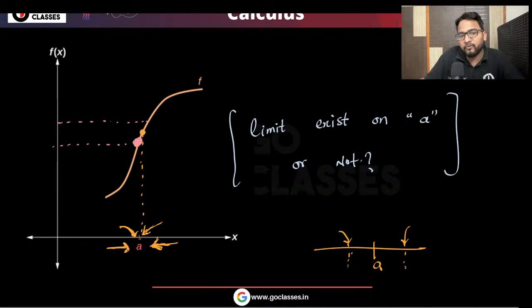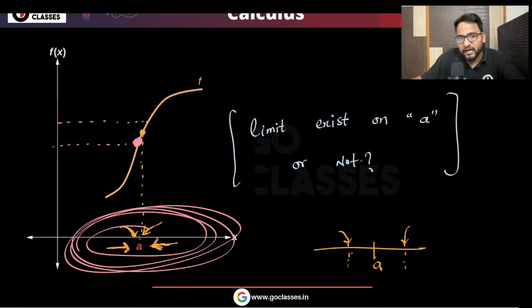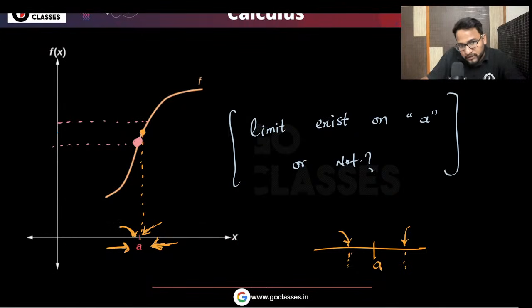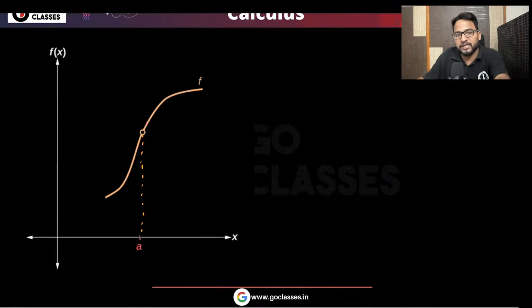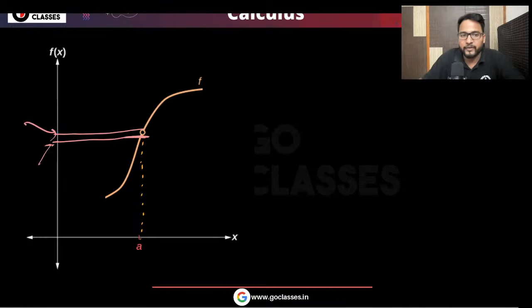What do I mean by coming from the left or coming from the right? Just see this x-axis, and now I'm talking about this point which is immediately left and immediately right. If at these 2 points the values are the same, I mean at immediately left you have this value, immediately right you have this value. Is there any difference between these two values?